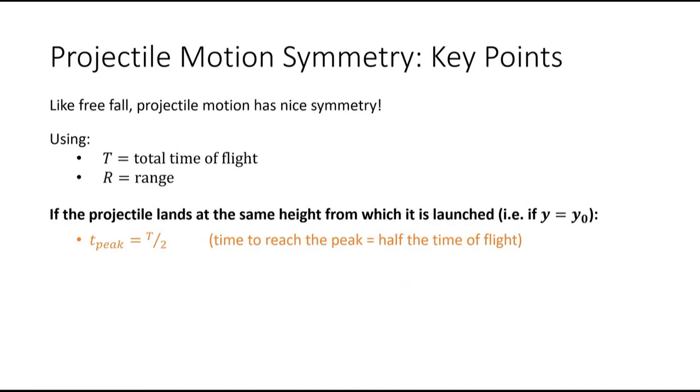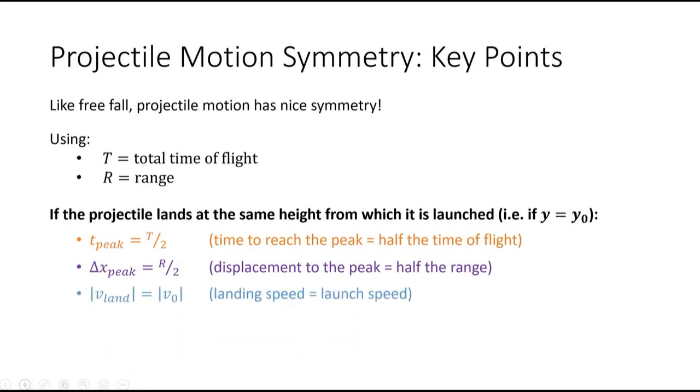All right, so our first point for our symmetry here is that the time it takes the projectile to reach its peak height is exactly half of the total time of flight of that projectile. Then the x displacement of the projectile when it reaches its peak height is exactly equal to half of the total range of the projectile. The next two things are all about the velocity of the projectile. The speed of the projectile when it lands is exactly equal to the launch speed.